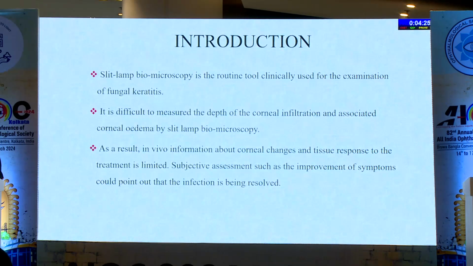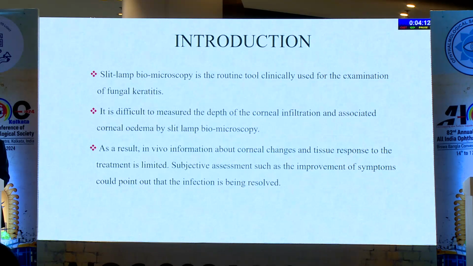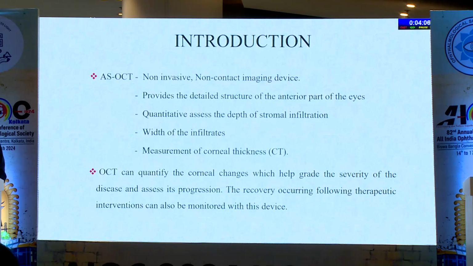Normally, slit lamp biomicroscopy is the routine tool clinically used for the examination of fungal keratitis. It is difficult to measure the depth of corneal infiltration and associated corneal edema by slit lamp biomicroscopy. As a result, in vivo information about the corneal changes and tissue response to treatment is limited. ASOCT is a non-invasive, non-contact imaging device. It provides the detailed structure of the anterior part of the eye. It quantitatively assesses the depth of stromal infiltration. It also measures the width of infiltrate and the corneal thickness. OCT can quantify the corneal changes, which helps grade the severity of the disease and assess its progression.